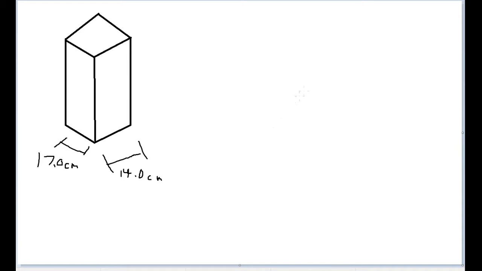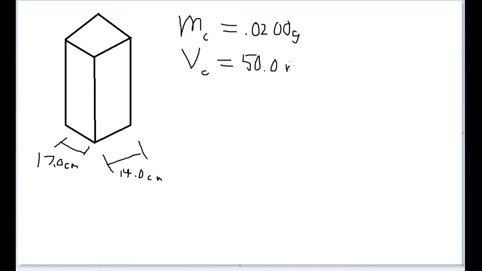But we are told that it is filled with identical pieces of candy, and each candy has a mass, I'll call it M sub C for mass of the candy, of 0.0200 grams. And each piece of candy also has a volume, call that V sub C, of 50.0 cubic millimeters.